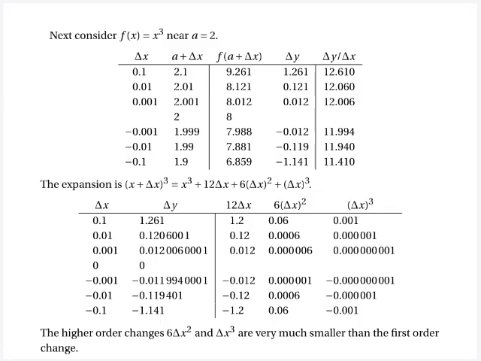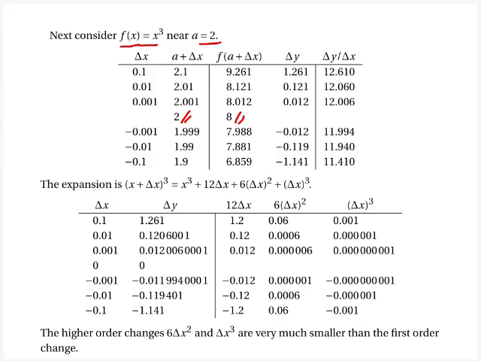I just want to do another example just to show that I didn't pluck an example that's really a bit of a lie. So I chose f of x equals x cubed, and I chose a equals 2. So there's 2 and 2 cubed.